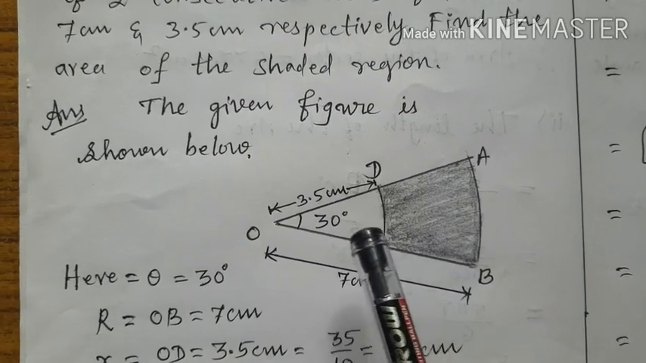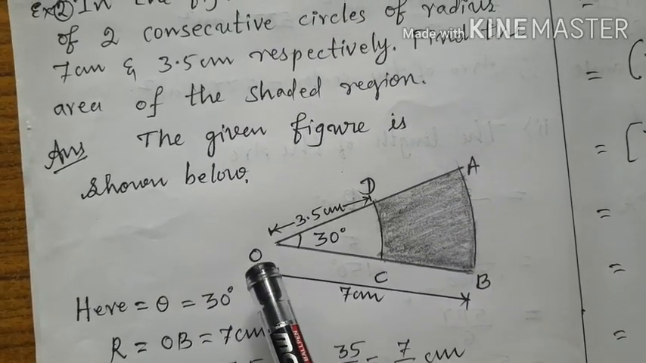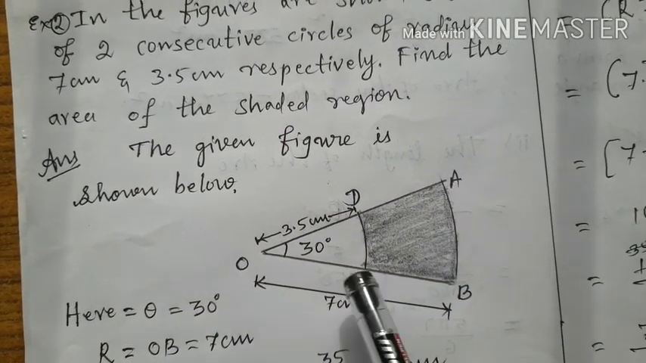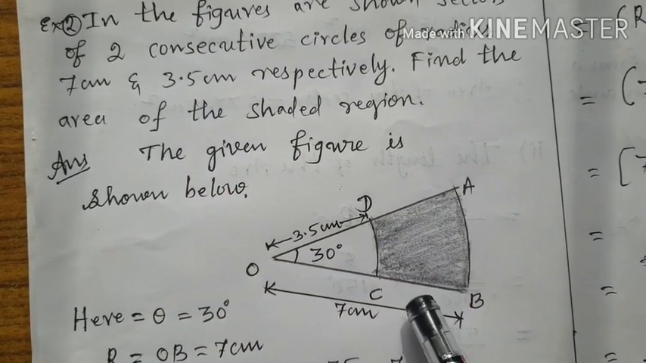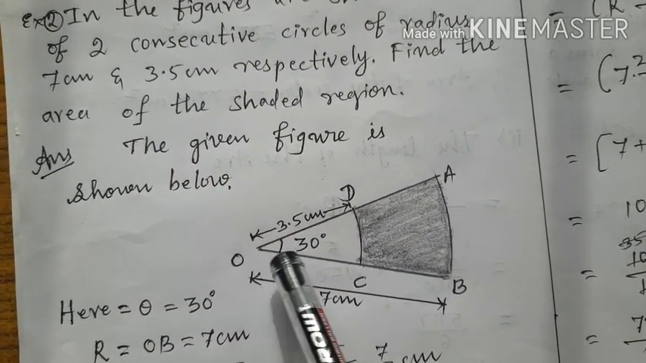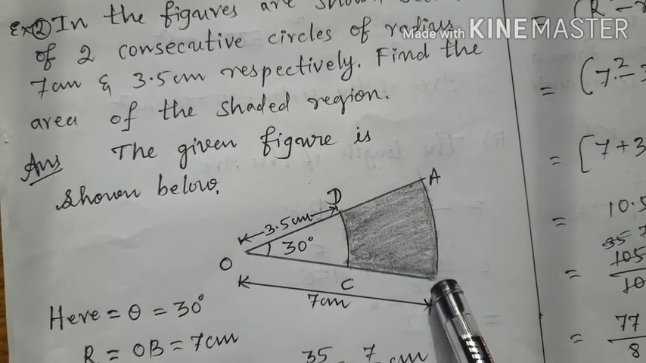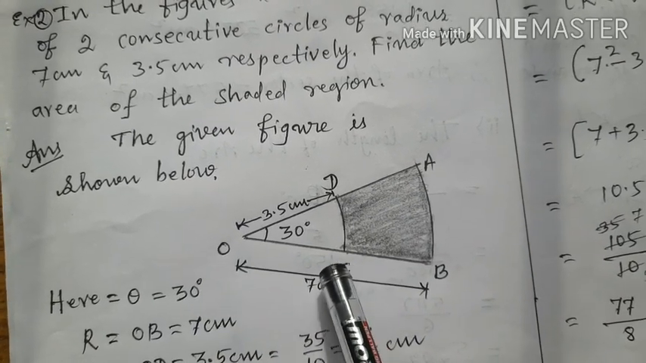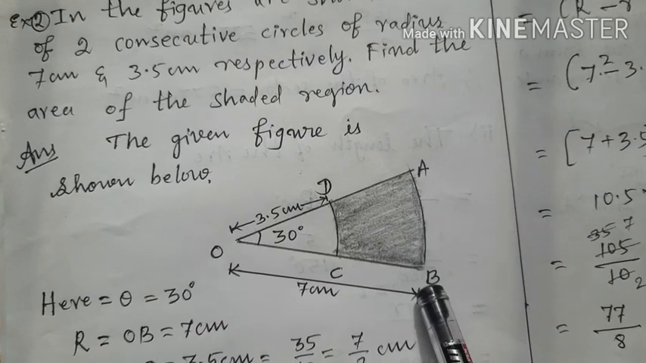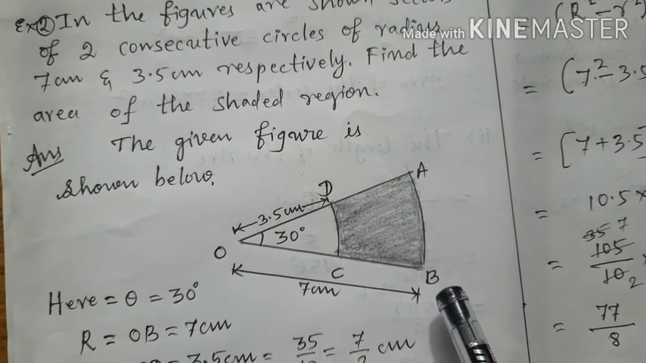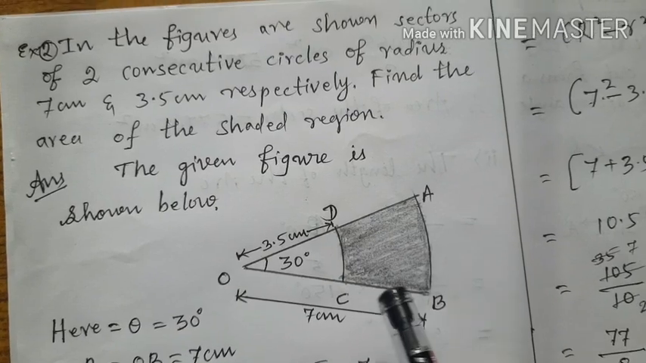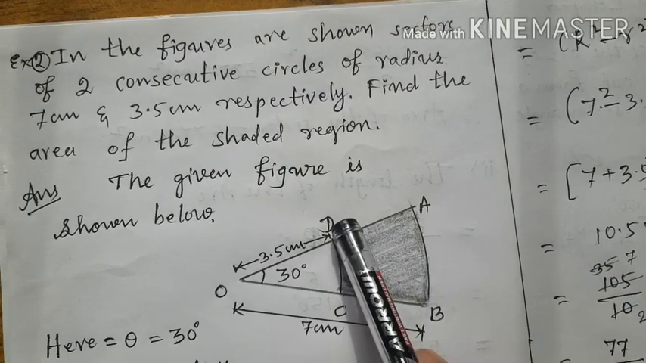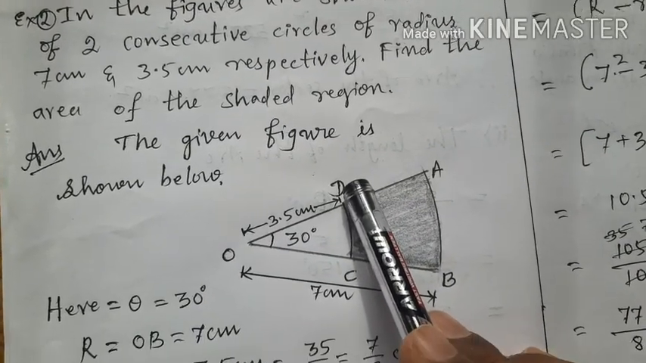Look here children. Actually here with radius OB there is one circle, and with radius OC there is another circle. Means both the circles have same center and different radii, but they are called consecutive circles. Means they are continuous circles. One is with radius OC and another is with radius OB, right? But from those 2 consecutive circles we have cut the sectors. Sector OBA and sector OCD are the 2 sectors cut from the 2 consecutive circles.